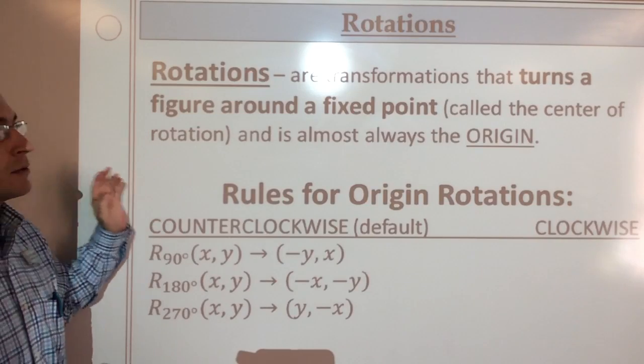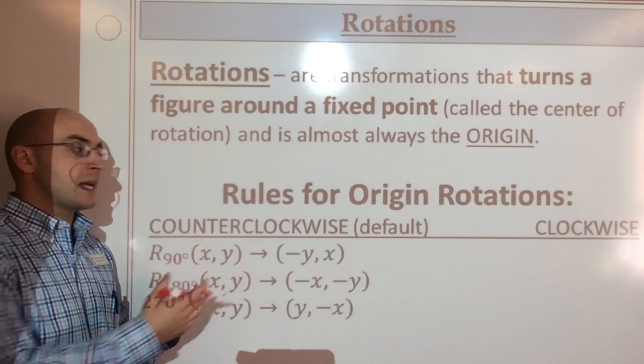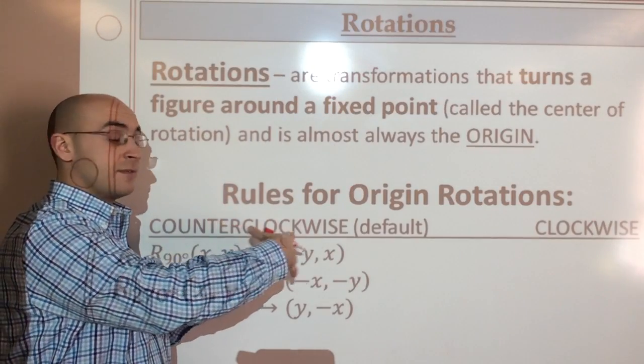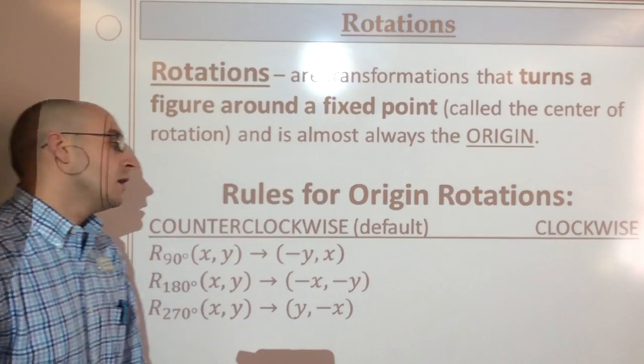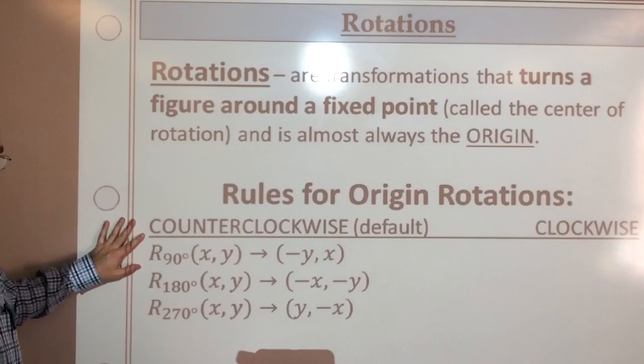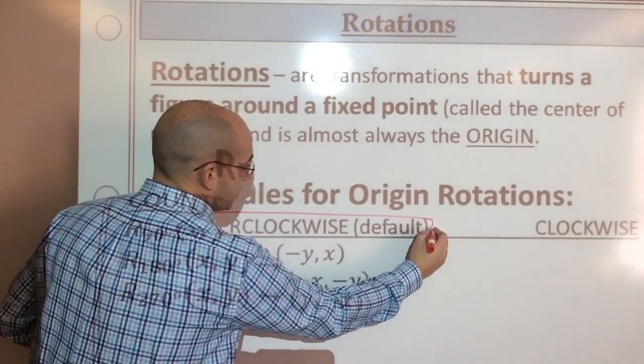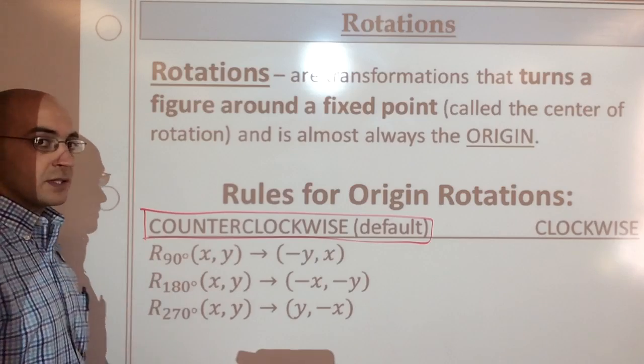So we're talking about rotations, and rotation is basically when I have a point or an object and I'm rotating it around a fixed object. A fixed object is always going to be the origin. So there are a couple of rules for rotations. Now, this is the most important part of it. A default rotation is counterclockwise.